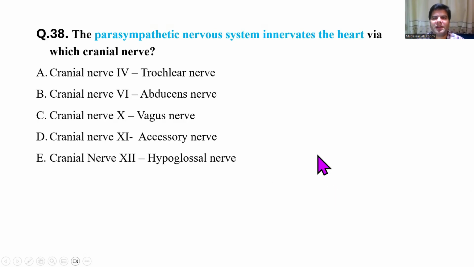Next question: the parasympathetic nervous system innervates the heart via cranial nerves: A, cranial nerve number 4, trochlear nerve; B, cranial nerve 6, abducens nerve; C, cranial nerve 10, vagus nerve; D, cranial nerve number 11, accessory nerve; E, cranial nerve number 12, hypoglossal nerve. And the answer is vagus nerve. The parasympathetic system supplies our heart through cranial nerve number 10, which is also called the vagus nerve.